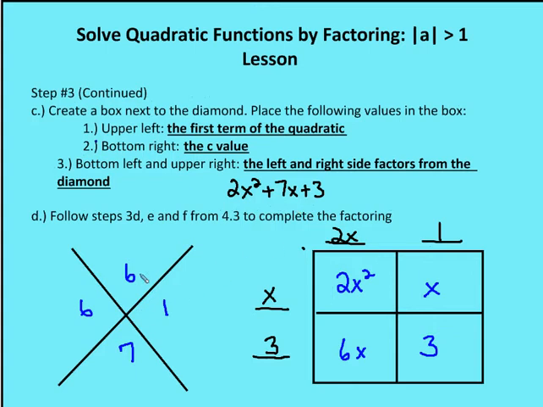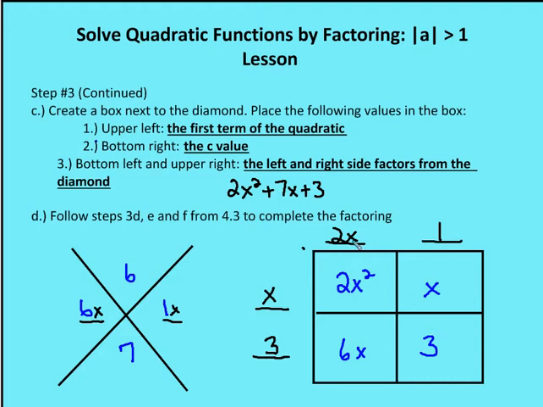So I have 6 again on top, that's the a times c value. Then I have the b value on the bottom, and the factors of a times c that add to 7. We're going to take those values and place them in our box. The upper left hand corner is always the first term, so I have 2x squared. In the bottom right hand corner I always have the c value. This is consistent with what we did last time when we factored using diamond and boxes. In the lower left hand corner I put the value on the left side of the diamond, and in the upper right hand corner I put the value on the right side of the diamond. So I have 2x squared, x, 6x, and 3.